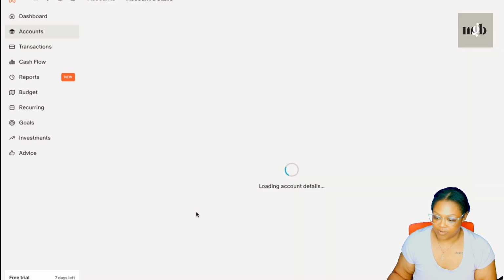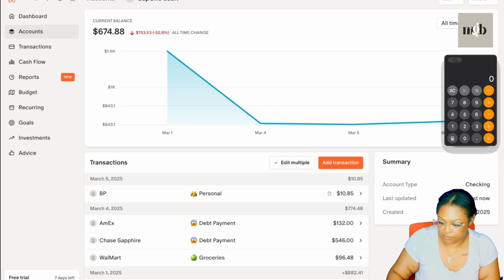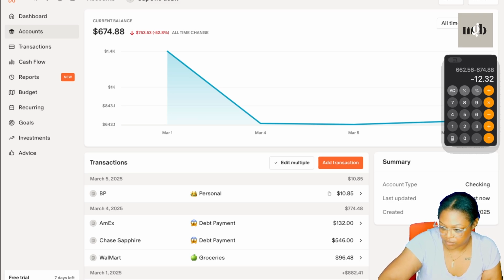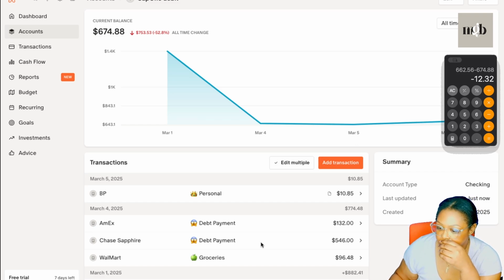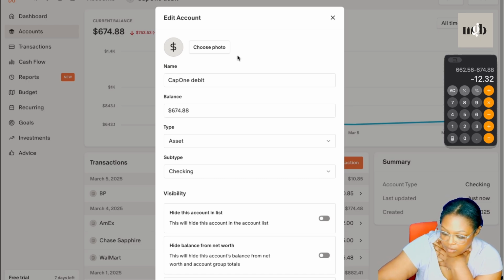Capital One debit, 674.88. No, what did I mess up? 662.56. 674.88. What? I don't have nothing for 12.32. What was my starting balance? Don't make me have to rewind the tape and see what I put in, because why am I $12.32 off? Y'all, what I put in here first? Did I put $31.80? Yeah, I remember saying that out loud. $31.80.